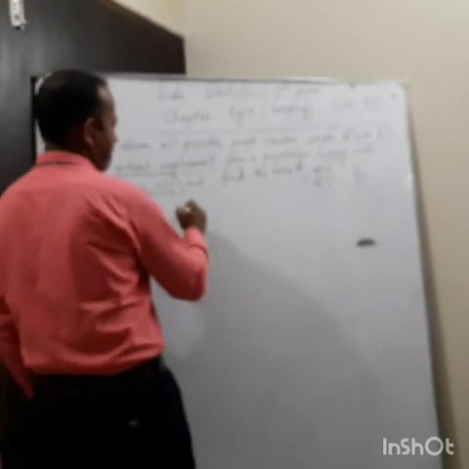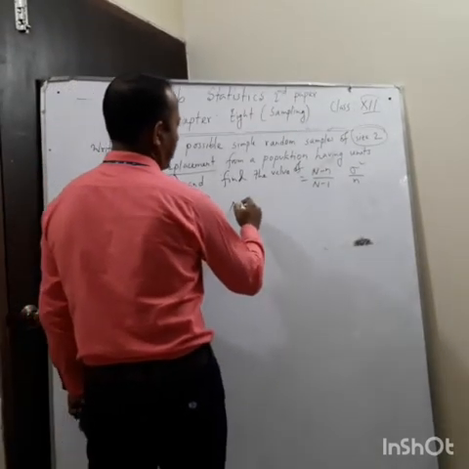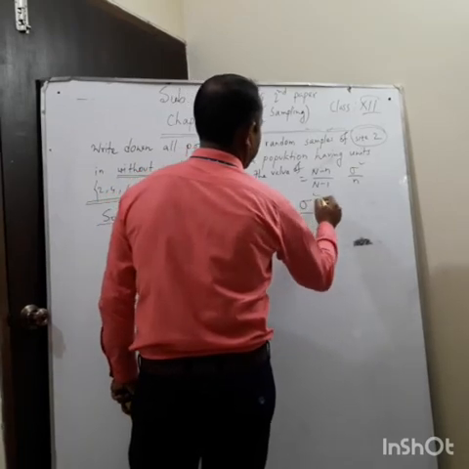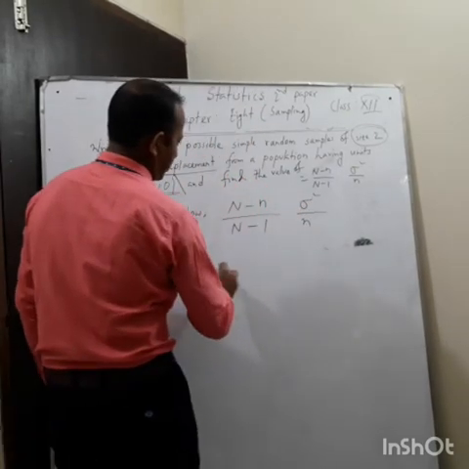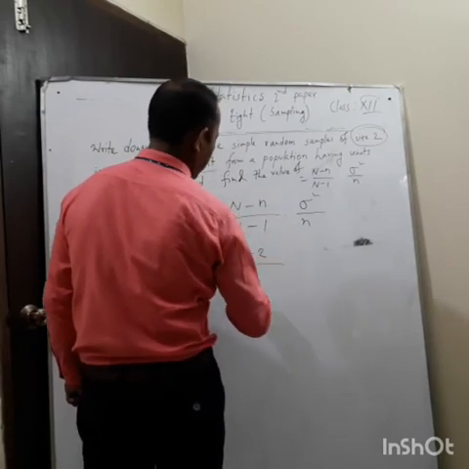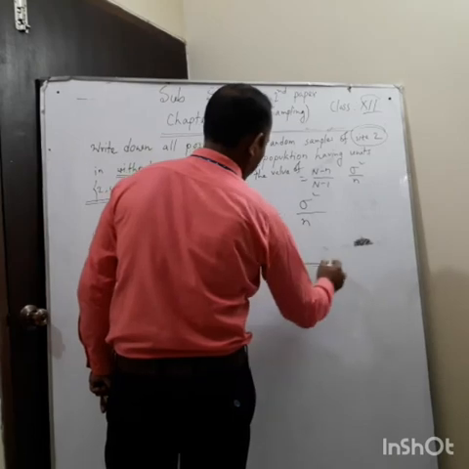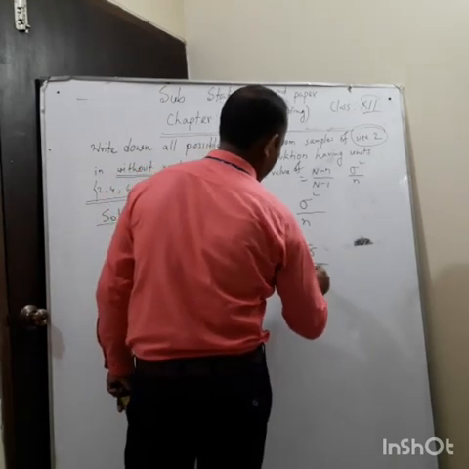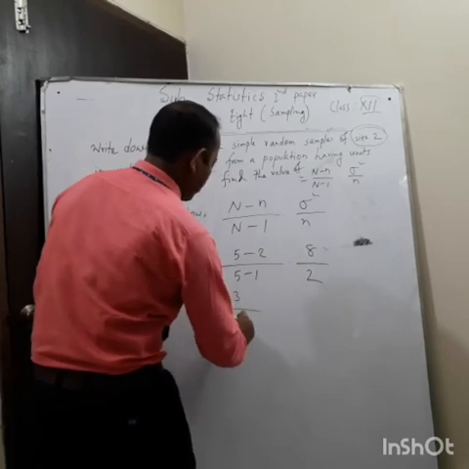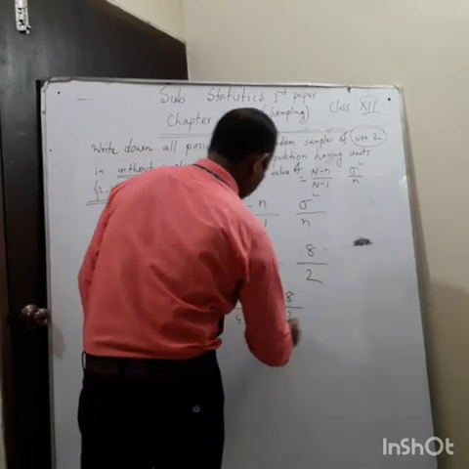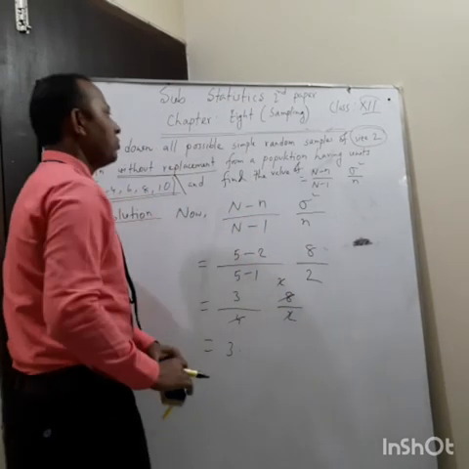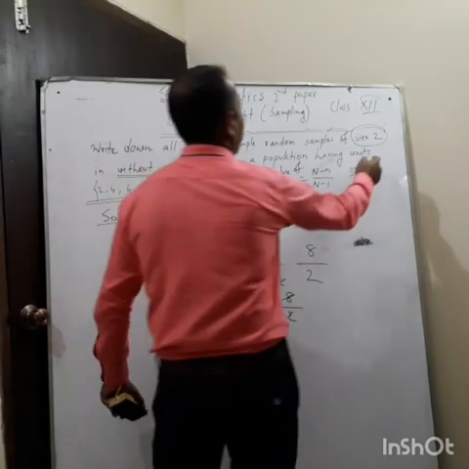Now (capital N minus small n) divided by (N minus 1) into sigma square divided by n equals (5 minus 2) divided by (5 minus 1) into sigma square, which is 8 divided by 2, that is 3 by 4 into 8 by 2, and this is 3, which is the required value.